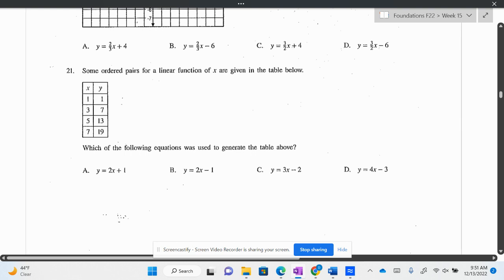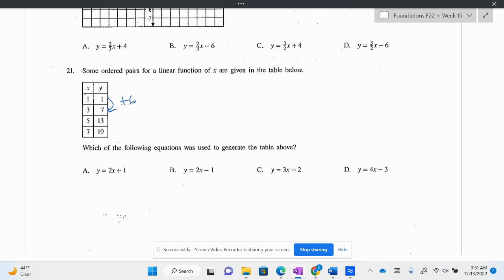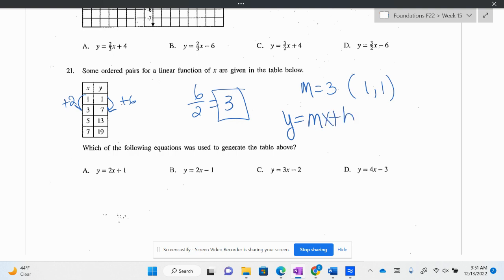Some ordered pairs for the function of x are given below. So let's see if we can find the slope. Plus 6 over 2. So 6 over 2 equals 3. So I'm looking for a function that has a slope of 3. Remember, if I want to move backwards, well, let's see. If my slope is 3, m equals 3, and I know one of the ordered pairs, let's use 1, 1, I can plug that into y equals mx plus b and solve for my y-intercept. That's what I'm trying to find.